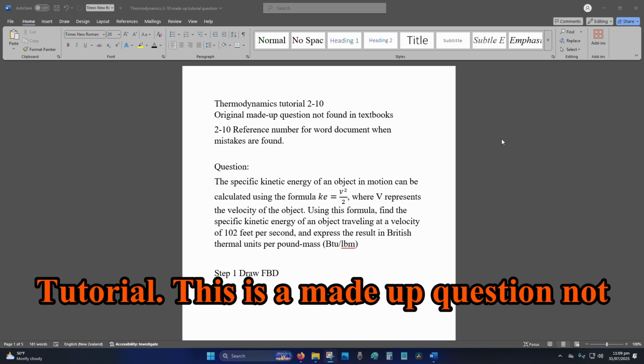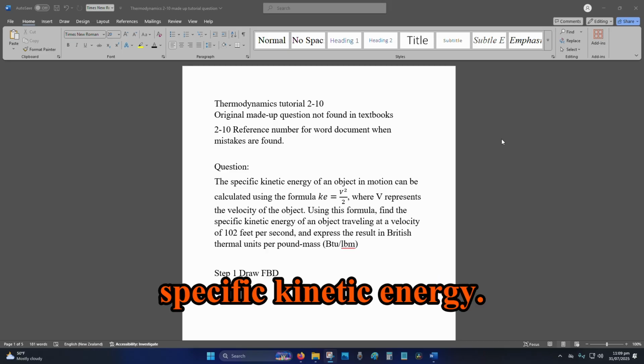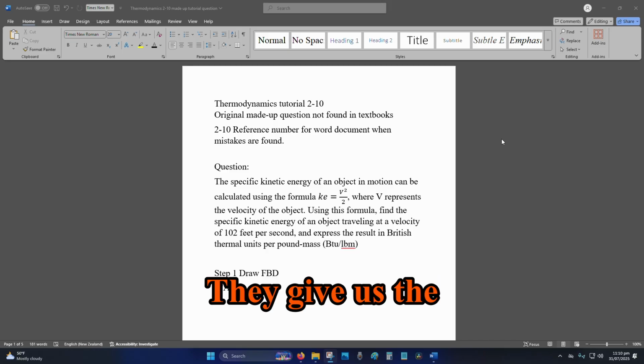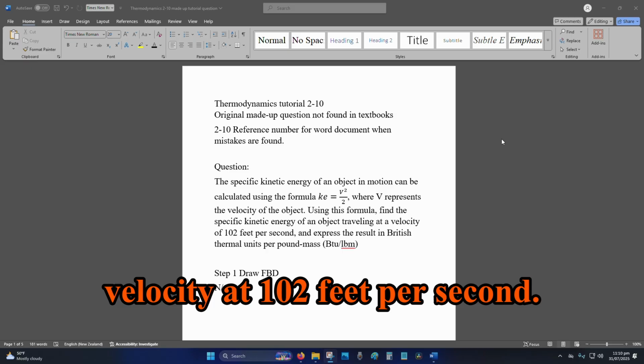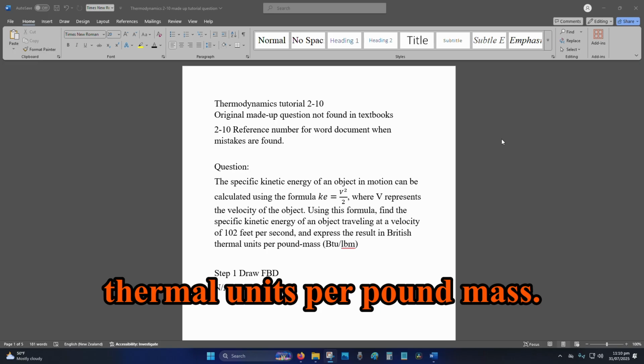This is a made-up question not found in your textbooks. We want to find the specific kinetic energy. They give us the velocity at 102 feet per second. They want it in British thermal units per pound mass.